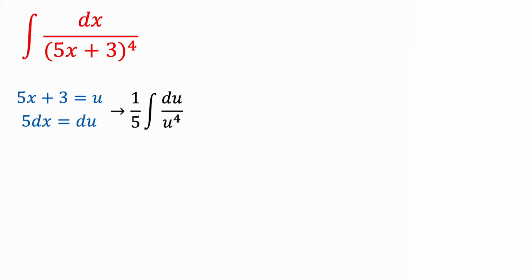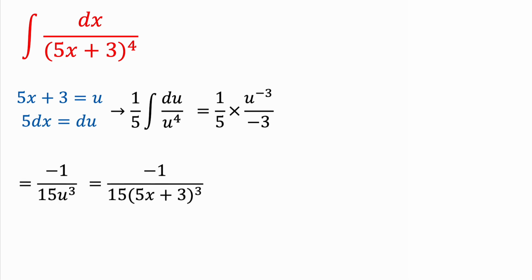So numerator is du and the denominator is u raised to the power of 4, which moves up to the top and becomes u raised to the power of minus 4. Add 1 to the power and divide by that same new power, and then we can move forward. Finally, we replace u. Let us move on to the next example.